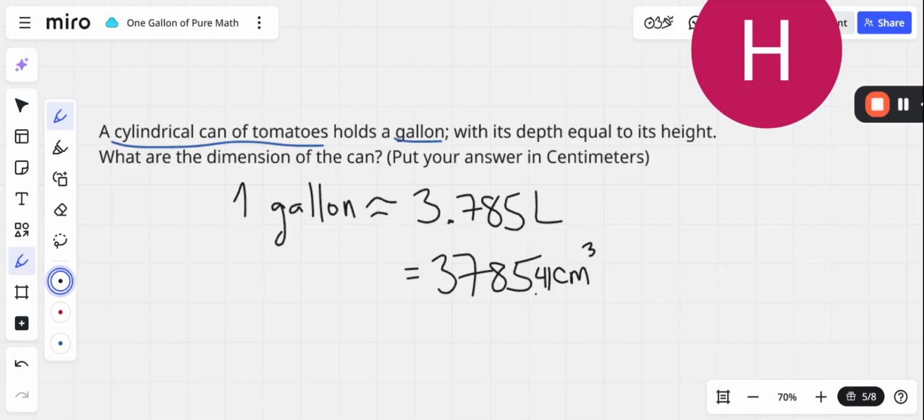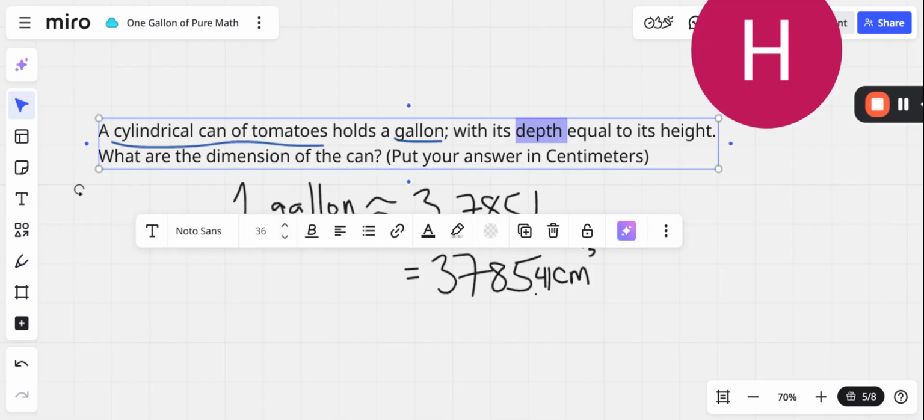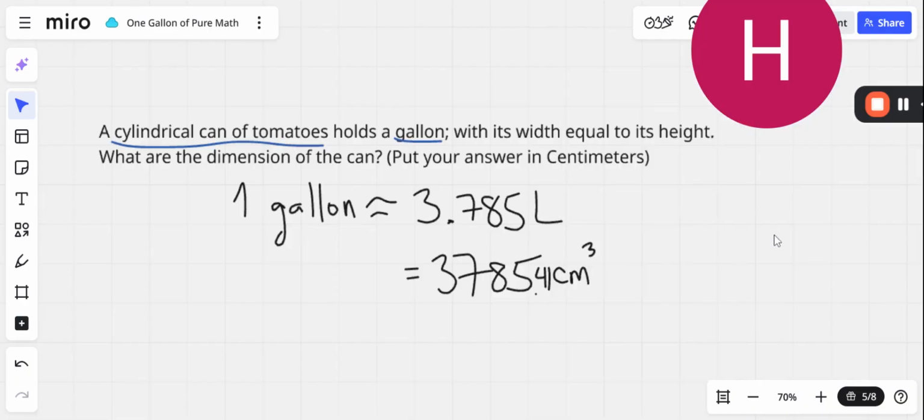And the depth of the can is equal to its height. I'm not sure if that's written properly. I should probably change that. I think we're going to call its width equal to its height. Depth and height kind of mean the same thing. Let's say its width is equal to its height. What are the dimensions of the can?